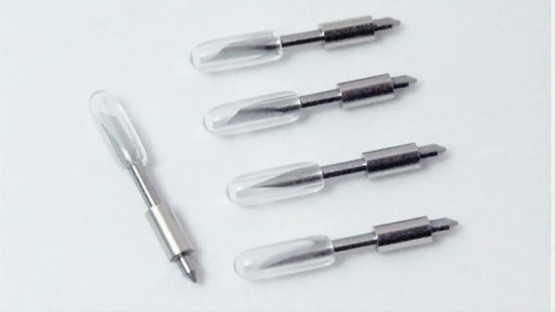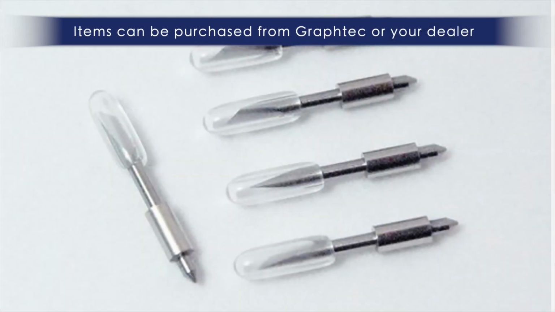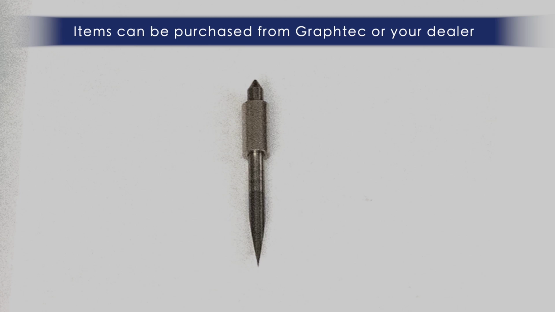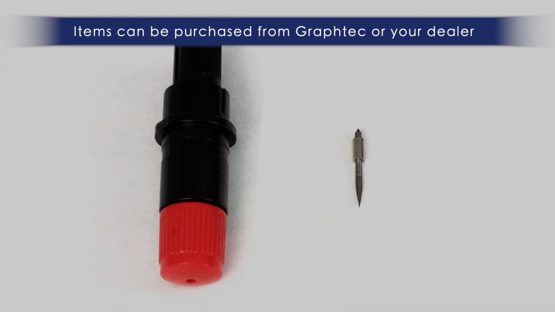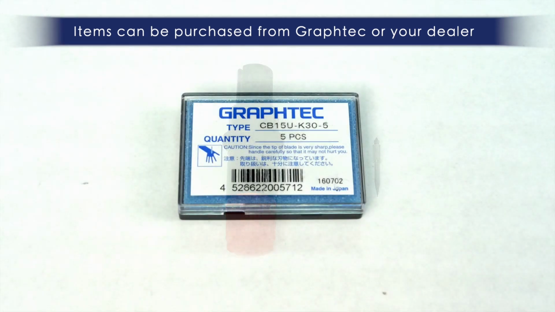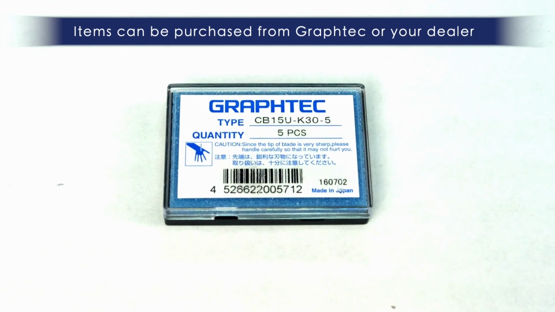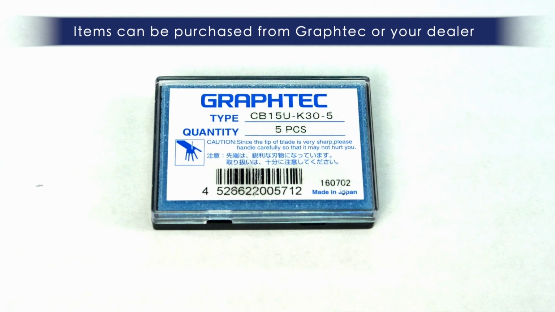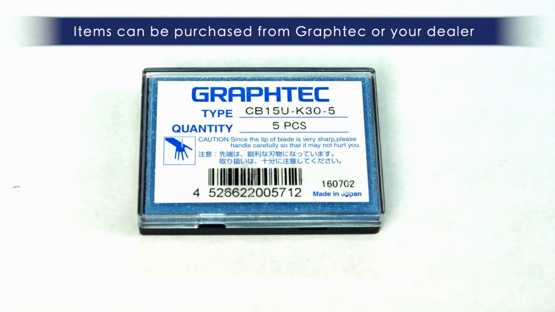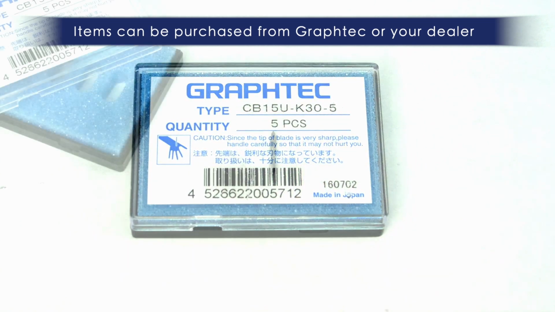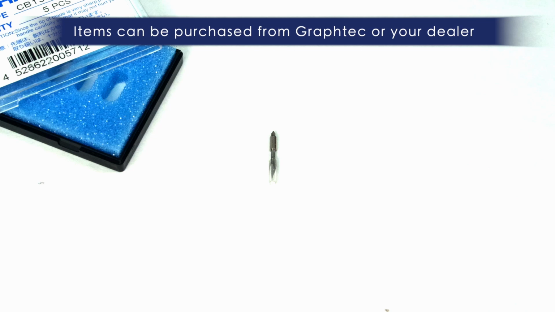There are a couple of larger blades to consider using for this purpose. Keep in mind that these larger blades require a new blade holder. The CB15U K30 blade is better suited for more pliable medias such as sandblast mask, since it can maneuver more easily around corners due to its sharper angle. This in turn provides clean corners.